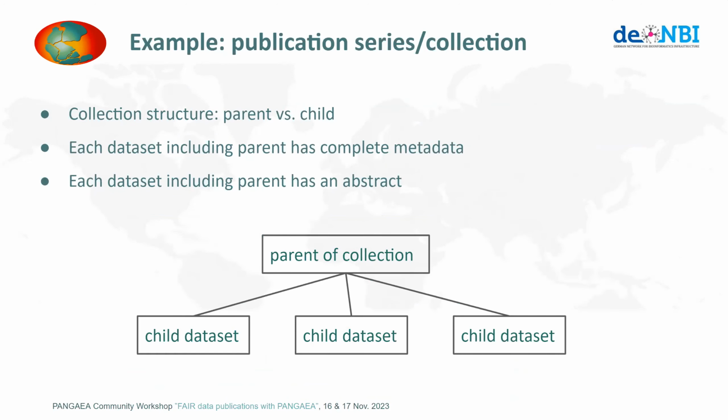So the structure of these types of collections, in this example a publication series, is that you have one data set that's basically the parent. It describes all the other sets that are listed there, and each individual data set is called a so-called child data set. What's important is that if you are submitting a collection, each data set, including the parent, needs complete metadata, and each data set, also including the parent, has an abstract, so that each of the data sets can be dealt with as a standalone data set.